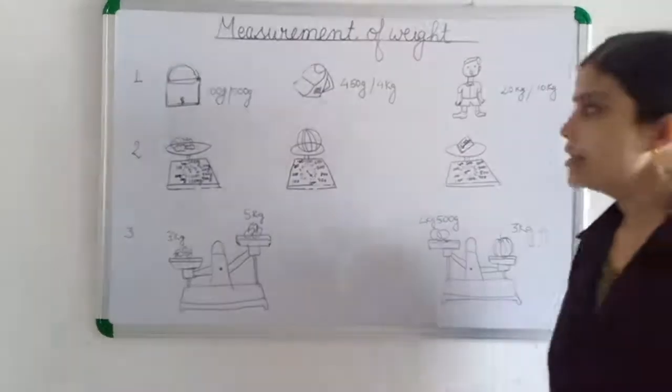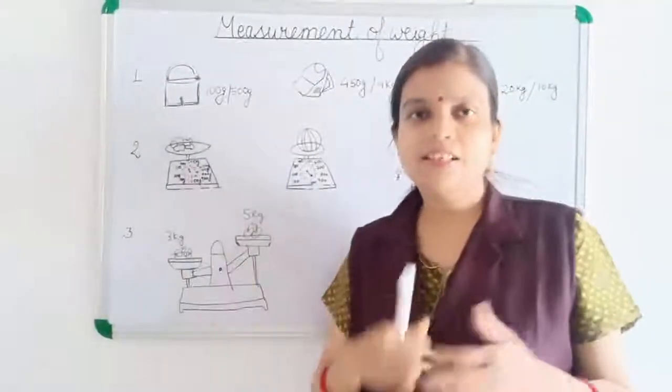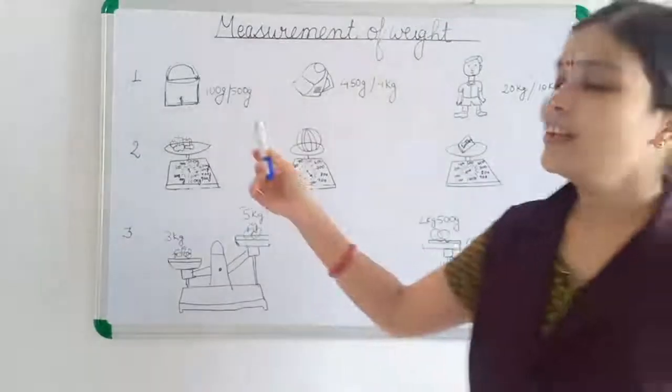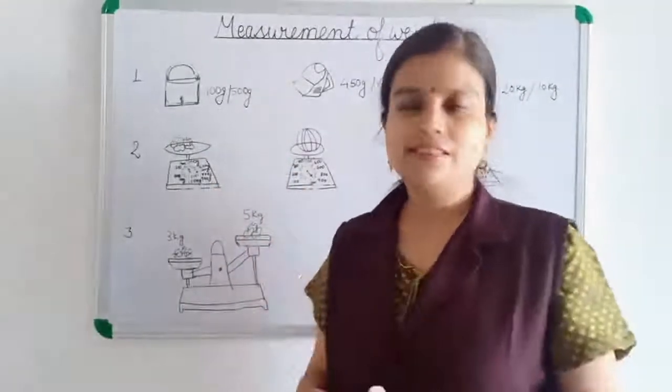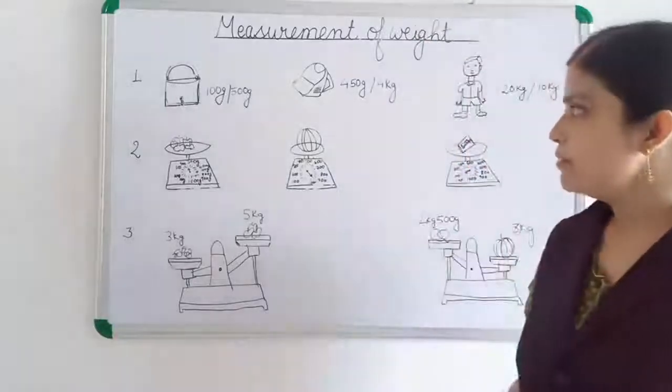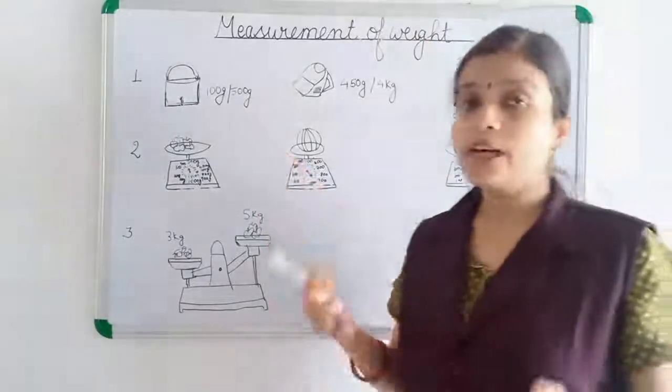So the first picture is a lock. If you are unable to identify it, maybe due to my drawing, this is a lock. You know, lock and key. So this is a lock, okay? So which is more suitable for the weight of the lock? 100 gram or 500 gram?